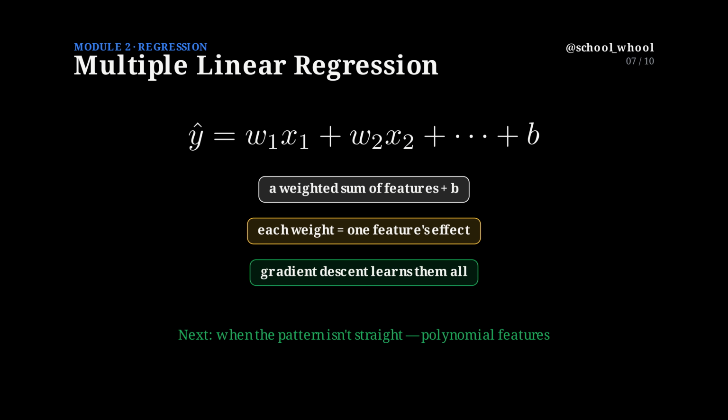Next, what if the true pattern isn't a straight line at all? We'll bend it with polynomial features.